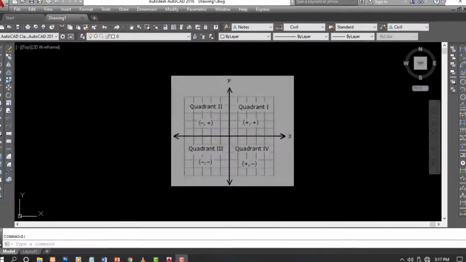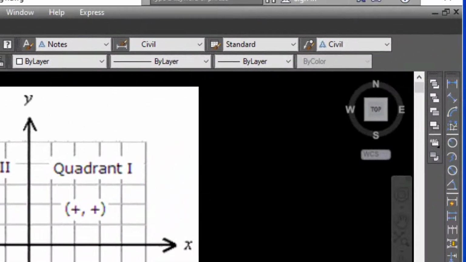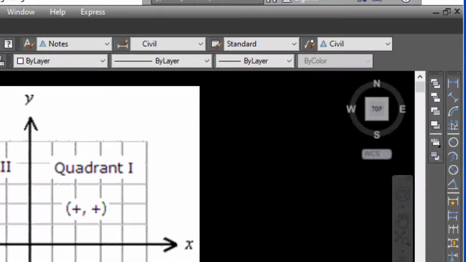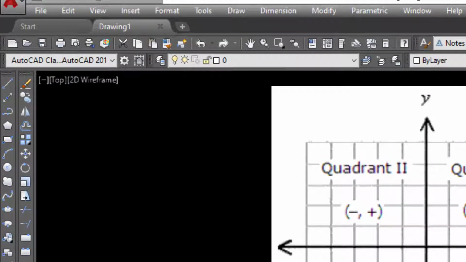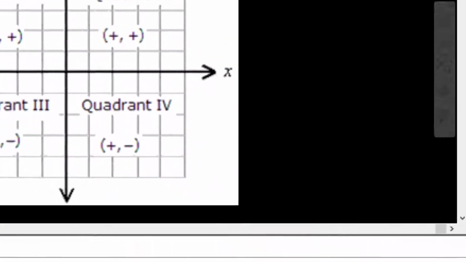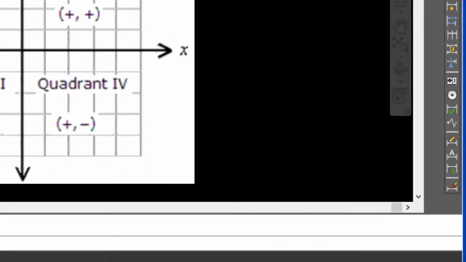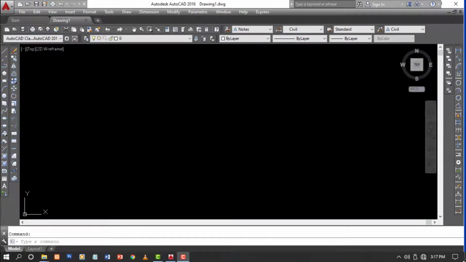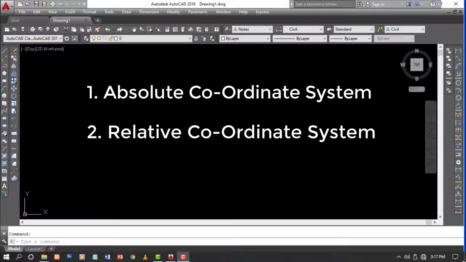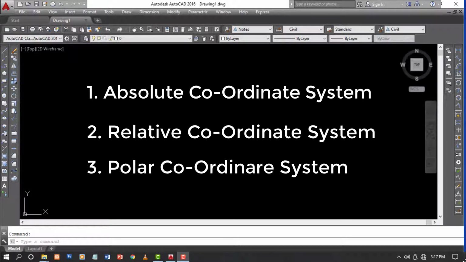Like the normal coordinate system, in first quadrant, both the X and Y positions are positive, and in third quadrant they both are negative. In second quadrant, X position is negative and Y position is positive, and in the fourth quadrant they are opposite, that is X is positive and Y is negative. In AutoCAD, three types of coordinate systems are used. They are absolute coordinate system, relative coordinate system, and polar coordinate system. Let me explain all these three coordinate systems one by one.